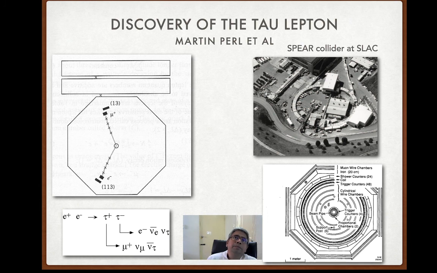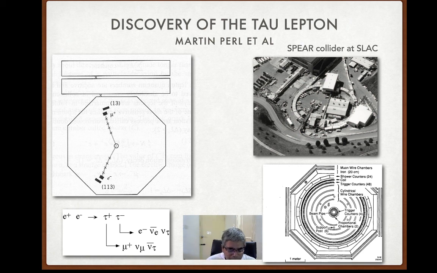I think Tsuneo Kikuchi also was looking at it, but he didn't have the energy. This was a bit earlier, late 60s or early 70s. He was trying to look for this tau lepton, but he didn't have enough energy to produce it. The tau lepton has a mass close to 2 GeV, so 1.75 GeV.